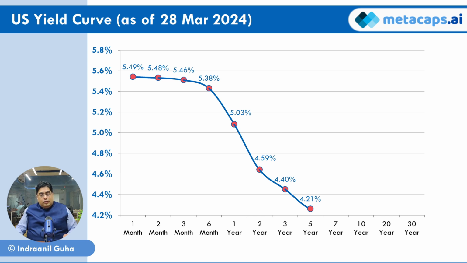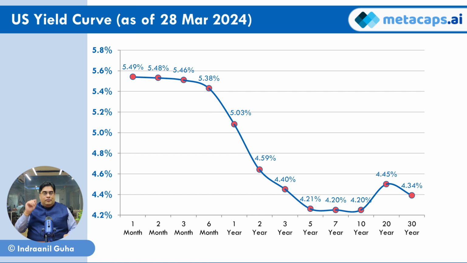5-year, 4.21% per annum. 7-year, 4.20% per annum. 10 years, 4.20% per annum. 20 years, 4.45% per annum. And finally, 30-year US government bond would have fetched you a rate of return of 4.34% per annum. Now, as you can see, the shape of the yield curve is very, very different from the shape of the yield curve that prevailed 3 years back.